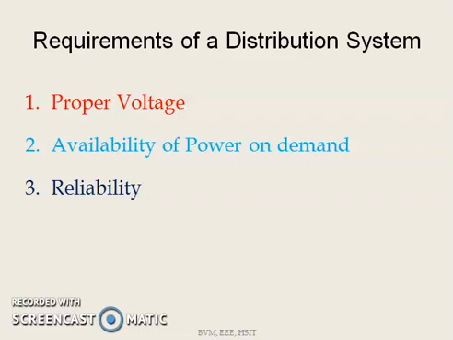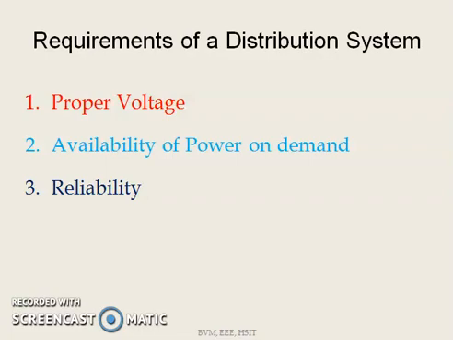According to the Electricity Act, this permissible limit is plus or minus 5% of the rated value. Plus or minus 5% of the rated value is what? If the rated value is 230 volts, then it should not exceed 242 volts, or it should not go below 213 volts. So if the voltage variation is between 213 volts and 242 volts, then it is acceptable according to the Electricity Act. Okay, so we have to ensure that a proper voltage is supplied to the consumers. This is one requirement of a good distribution system.